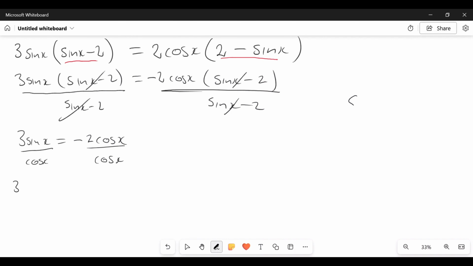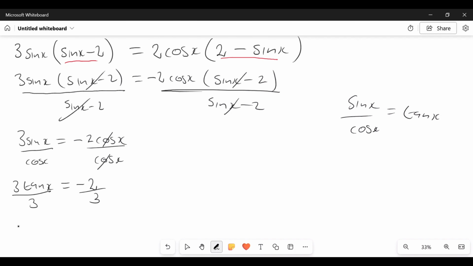What is sine x over cos? This is the same as tan. We call this the quotient identity, so please do not forget that one. So we can write 3 tan x there, guys. There we go. And then here we're going to be left with, remember, cos divided by cos, we're going to be left with negative 2. We can also divide by 3 both sides.